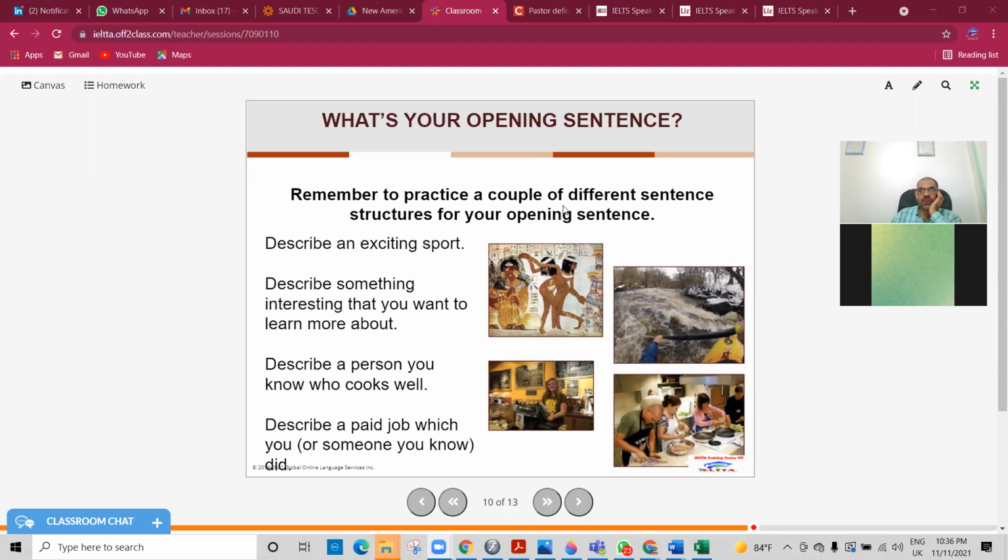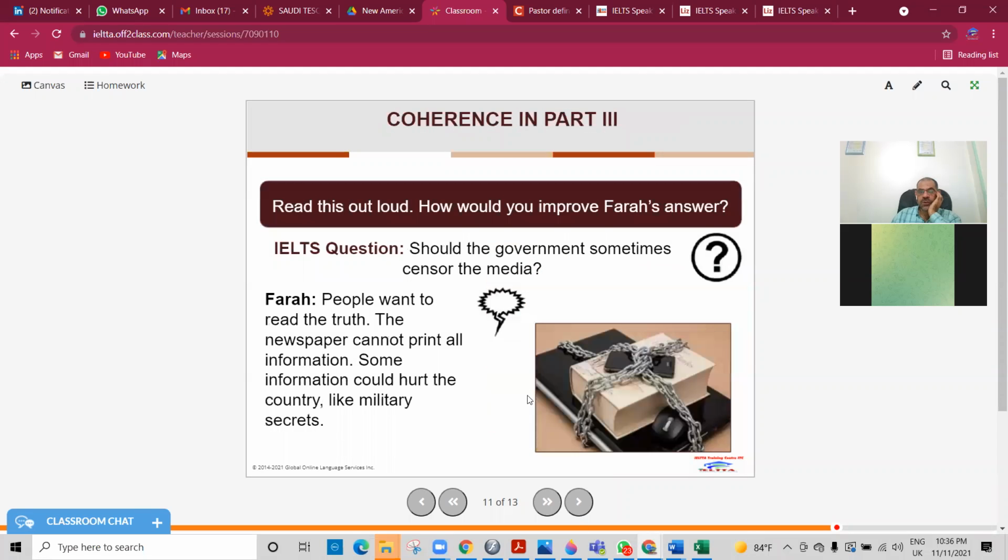Remember to practice a couple of different sentence structures for your opening sentences. For example, you can say, I'm going to talk about an exciting sport. This sport is football. I like, and so on. You should look at the cue card and prepare your answer accordingly.